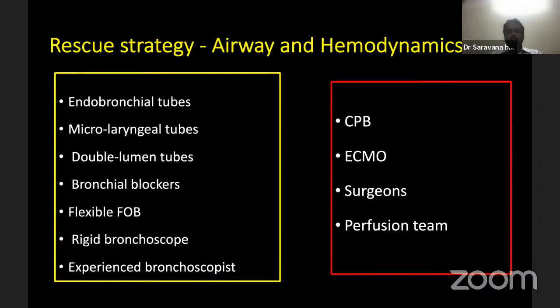And for the hemodynamics, whenever you feel the patient is not able to cope with the pressures or perfusion, things should be immediately available, like the cardiopulmonary bypass machine, the ECMO machine and the ECMO circuits. The surgeon should be very much aware before induction of the patient, the surgeon should be available in the OR, and the perfusion team should be ready.